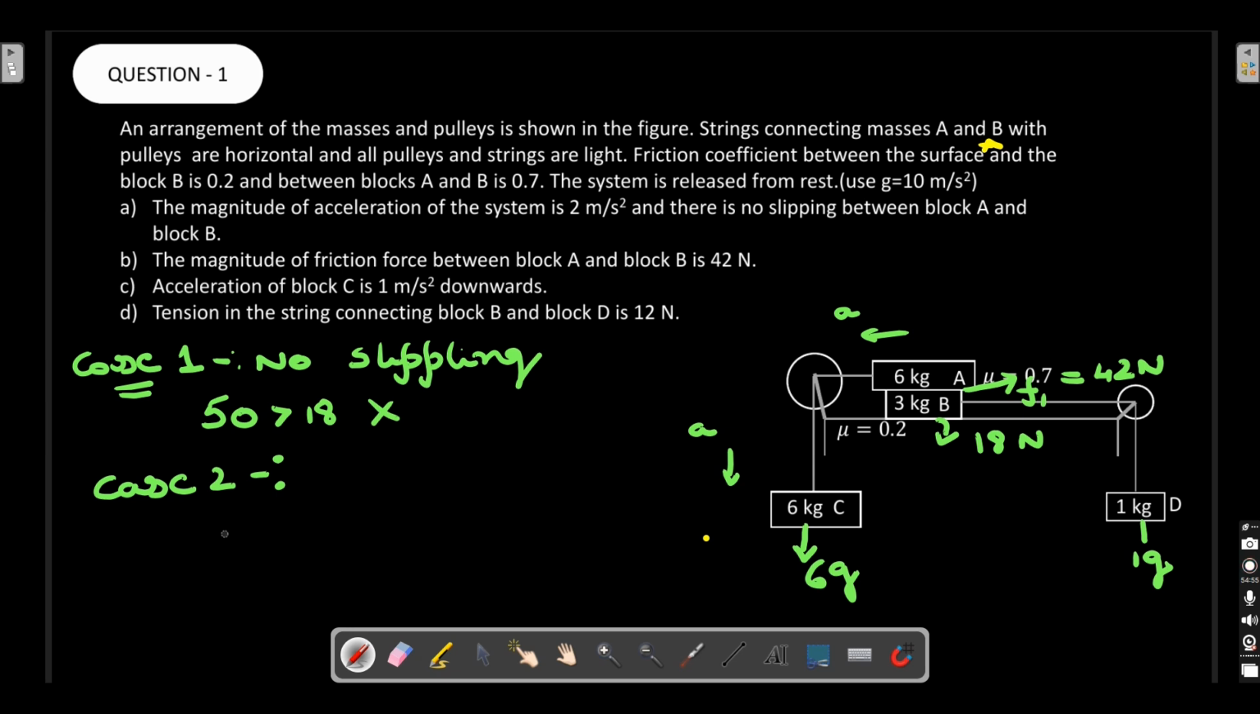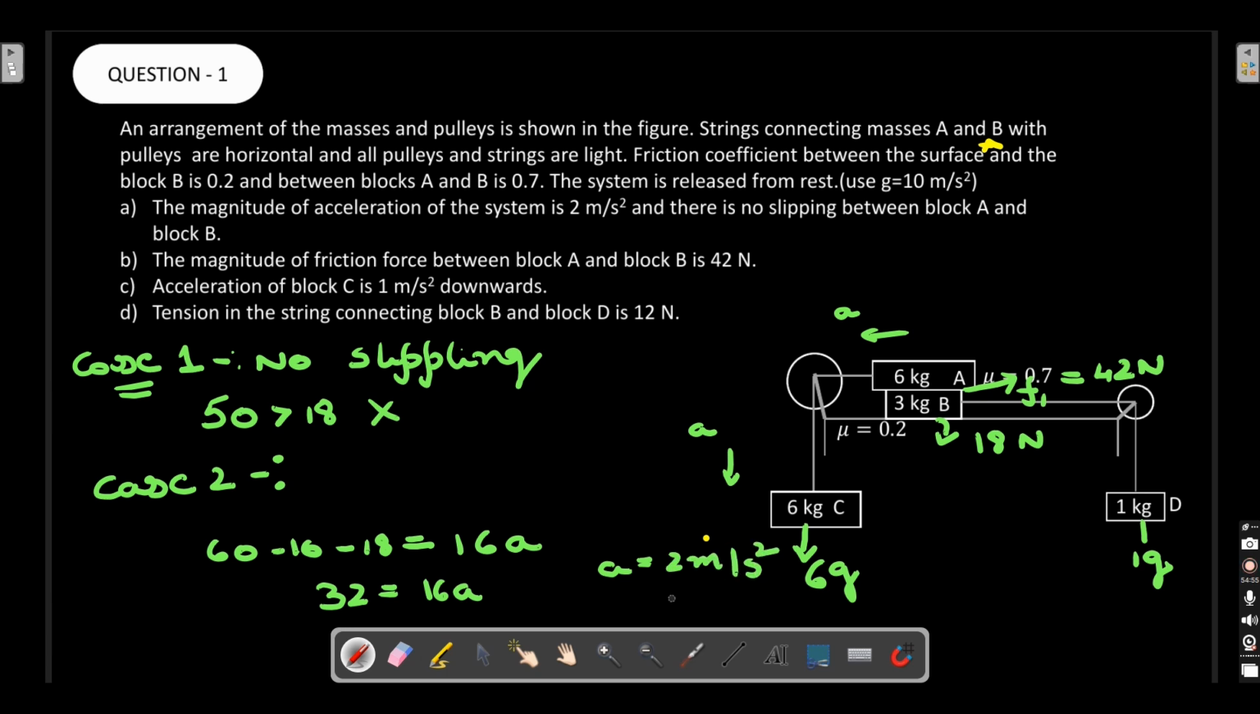So let's say 60 minus 10, and of course friction opposes the motion, so minus 18, is equal to the total mass, 6 plus 1, 7, plus 9, 16, into A. So 60 minus 10 is 50, minus 18 is 32. That is equal to 16 into A. So from here, I'll say A is equal to 2 meter per second square.